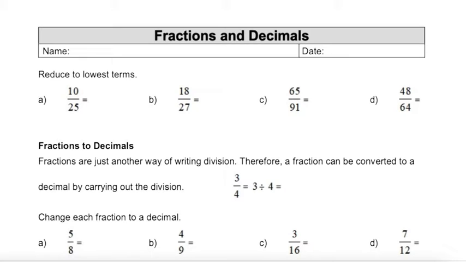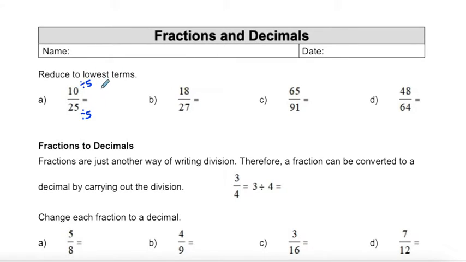Let's reduce the following fractions into lowest terms. So you'll remember from our last lesson that in order to do this, we need to look for a number that will divide evenly into the numerator and the denominator. Because these are both multiples of 5, so they end in a 0 and a 5, we can divide both of these terms, or both of these numbers, by 5.